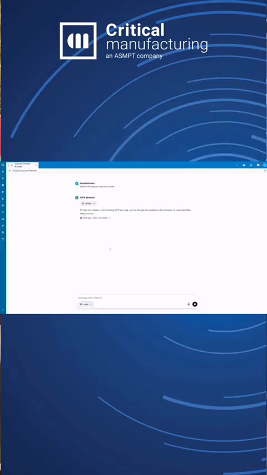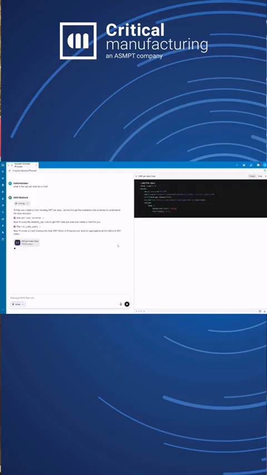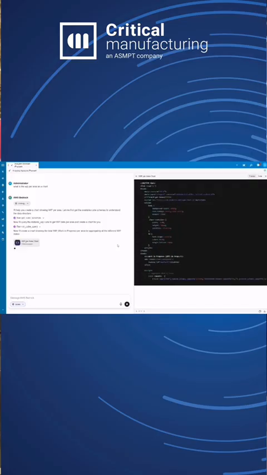And we see now it's taking its understanding of the question that I just asked and then trying to query the system for the data that it has to build the chart that I've just asked for. And there we go.